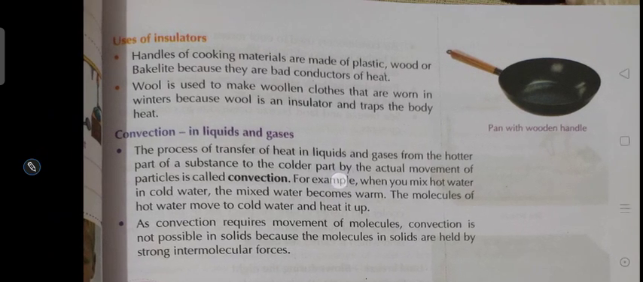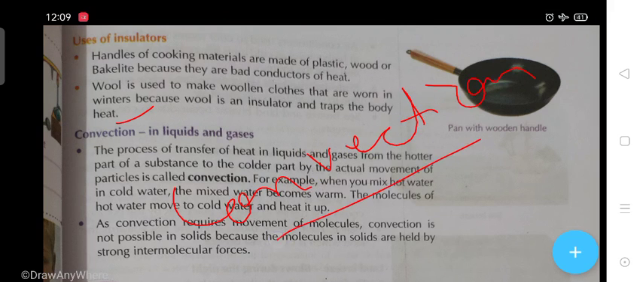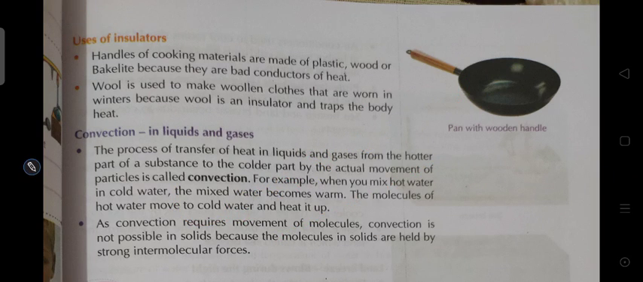Now students, after conduction there is another process by which heat can transfer, and that is called what? Convection. Yes, that is convection. Convection in liquids and gases. The process of transfer of heat in liquids and gases from the hotter part of a substance to the colder part by the actual movement of particles is called convection.